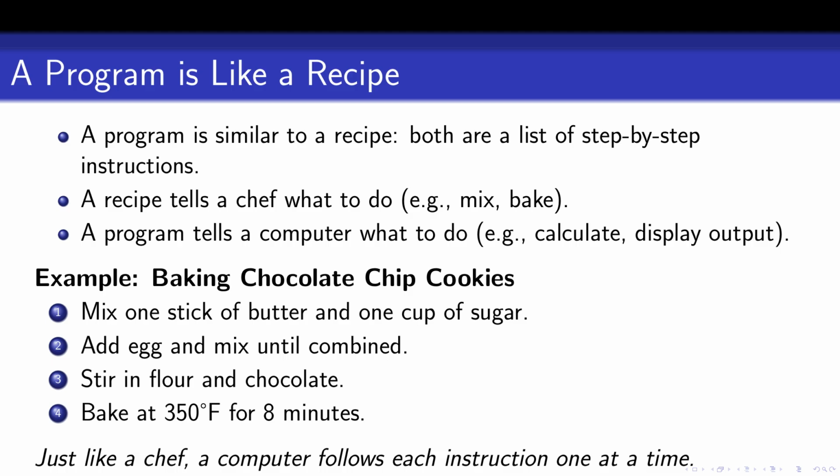Similarly, a computer program is a set of instructions that the computer follows, like reading input, performing calculations, and displaying results. Let's use baking chocolate chip cookies as an example. You might start by mixing butter and sugar, adding an egg, stirring in flour and chocolate, and then baking. A computer program might start by receiving two numbers, adding them together, and printing the result. Both processes follow ordered, logical steps. The big difference: the computer will follow your instructions exactly, even if they're wrong. So just like with recipes, precision matters.